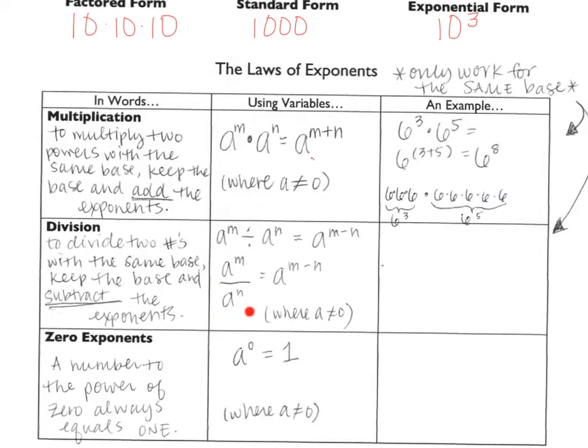When you're dividing using exponents, again, you have to have the same base. Go ahead and set it up like this. It might be easier to see. You're going to have your base, and you're going to subtract your bottom exponent from your top exponent. So it's going to look like this.